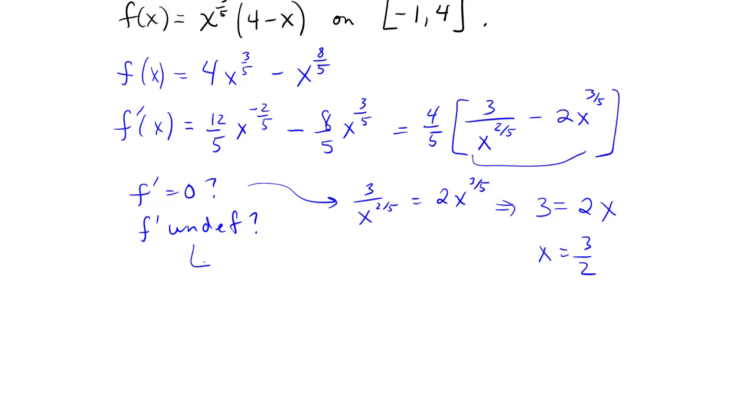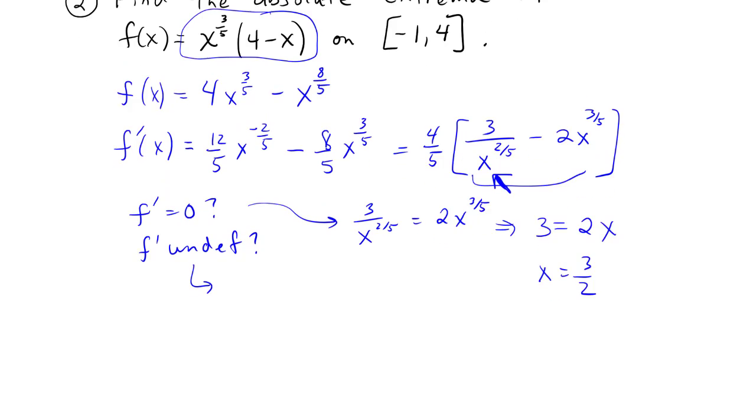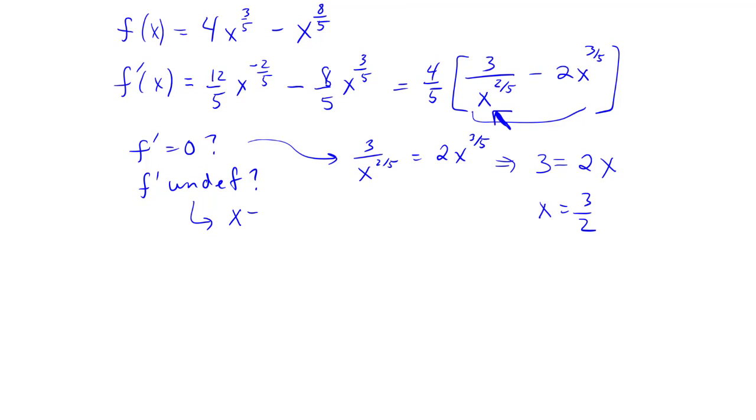Now let's look where the derivative is undefined. Okay, notice the derivative is undefined when x is 0 because I got this x to the 2/5 in the denominator now. And originally, it was defined at 0. So this is a critical number that we need to consider.